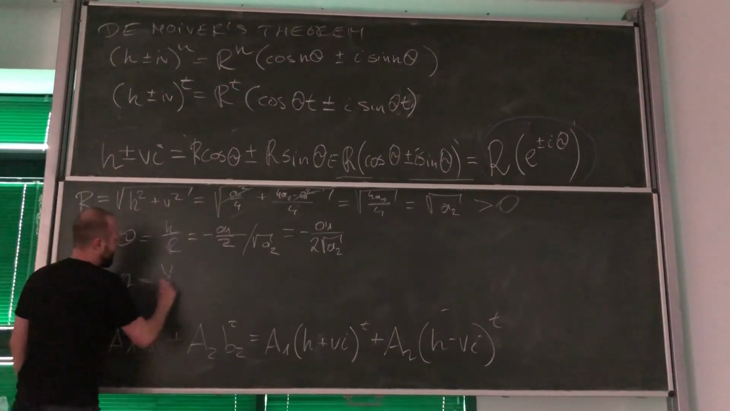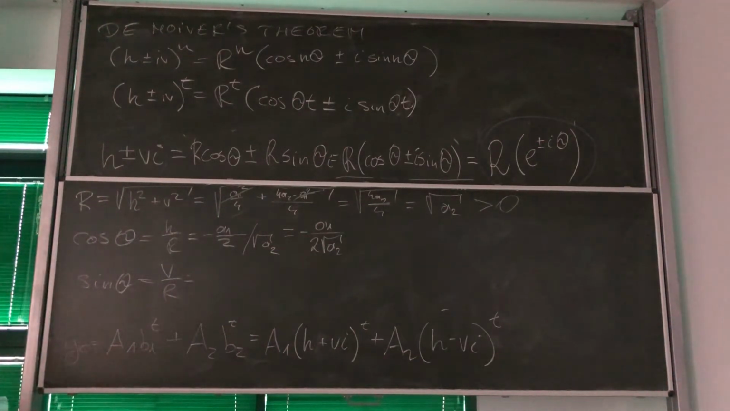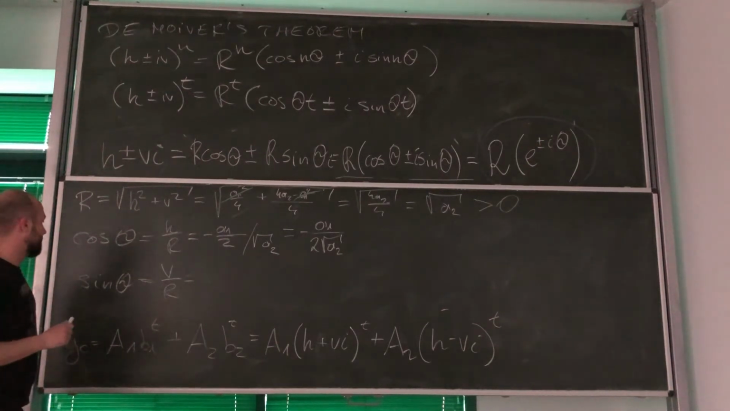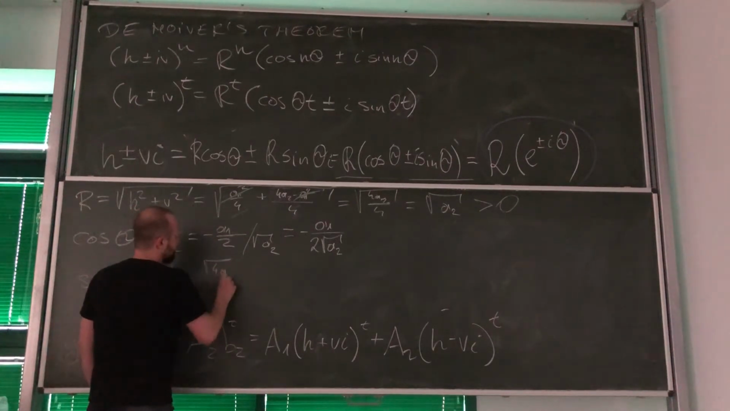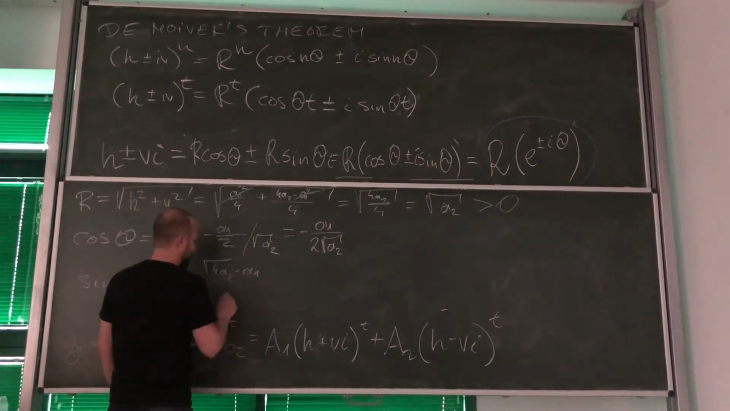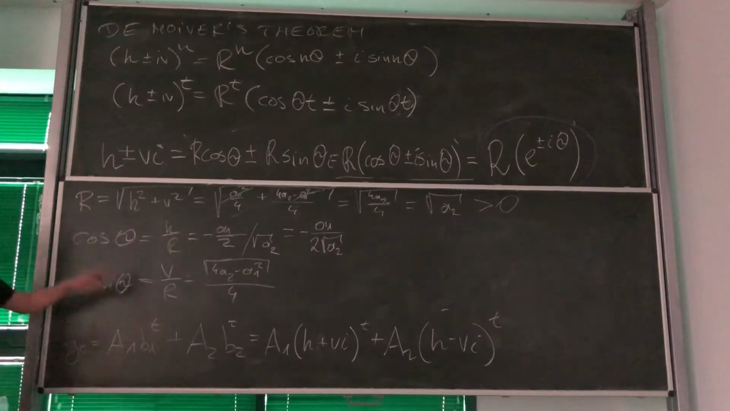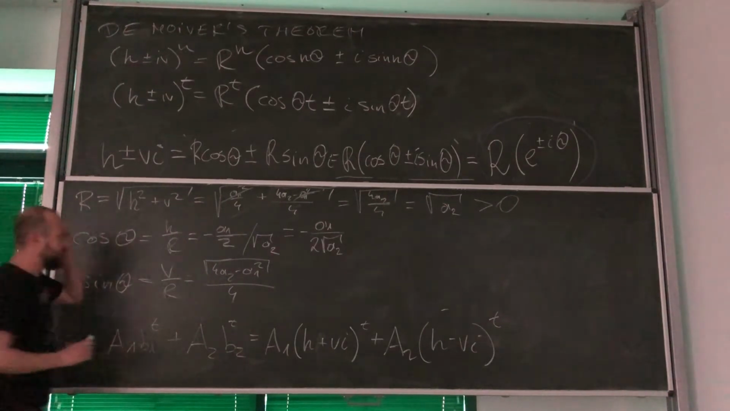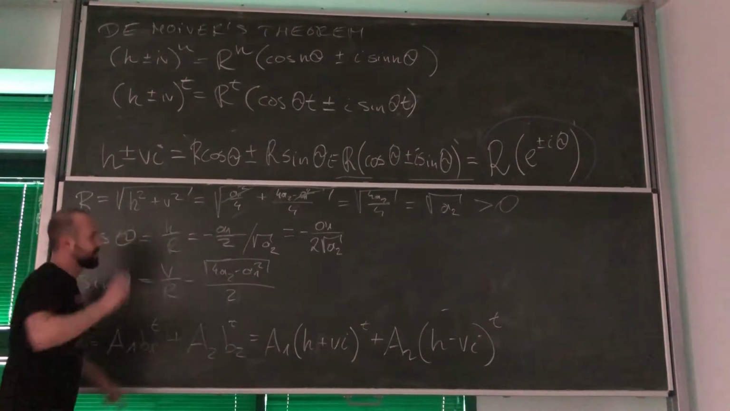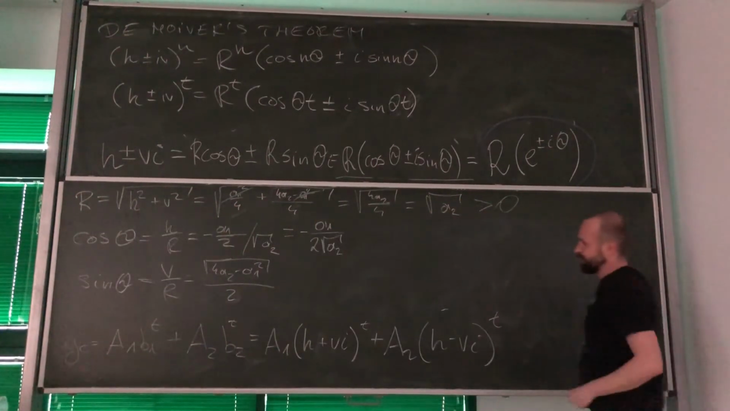Okay, and finally, the relationship states that sine theta is equal to v over r. This one is the most problematic. However, we can easily deal with it. Okay, so v is square root of 4a2 minus a1 squared over 2, divided by r. Divided by 2, sorry, I skipped one step. Divided by r, and we already found that r is square root of a2, right?